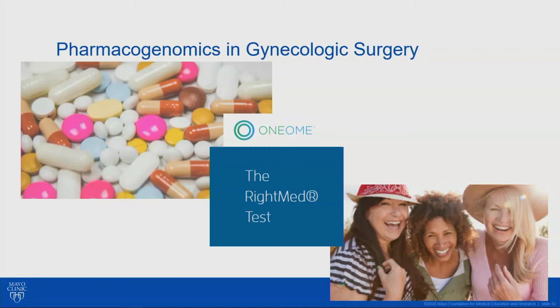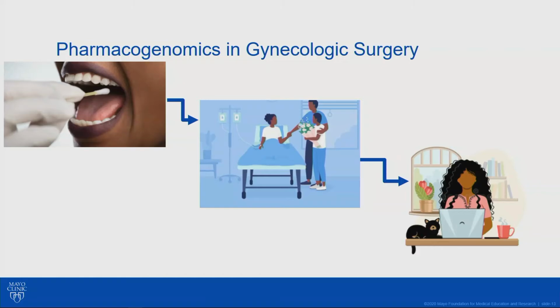In our cohort, 96% of the included laparotomies were being done for cancer, and there are currently several options for pharmacogenetic testing. The one that Mayo Clinic uses is a CLIA and CAP-approved pharmacogenomic gene panel, called RightMed by OneOme. So at the preoperative visit, patients who consented provided a one-time buccal scraping. It's basically like a Q-tip in the mouth, to be sent to OneOme for analysis.